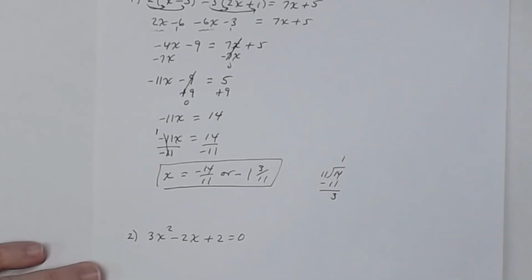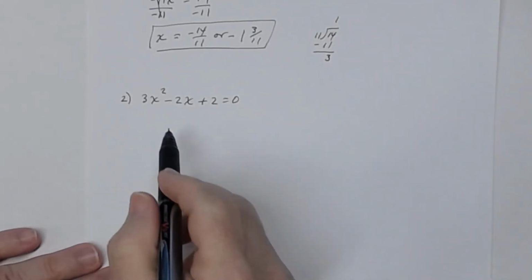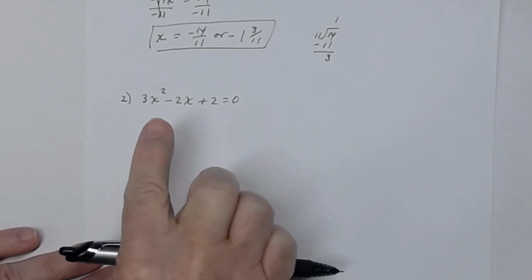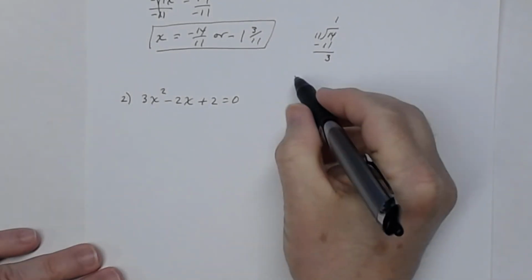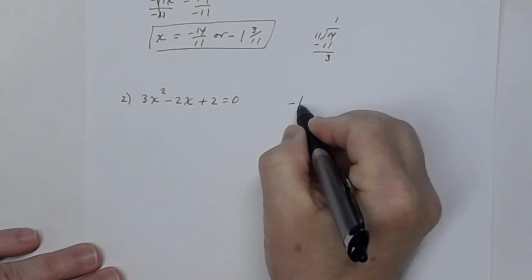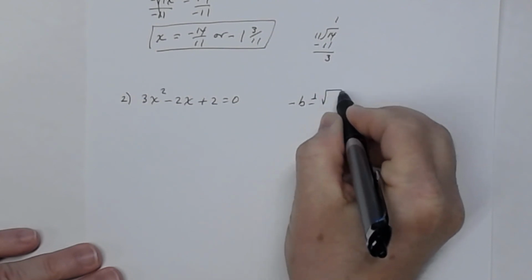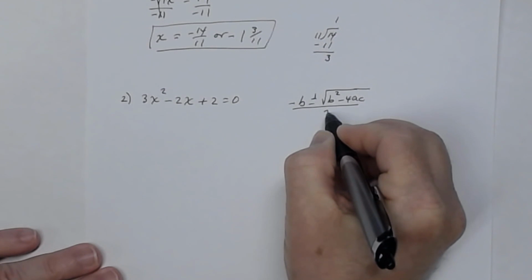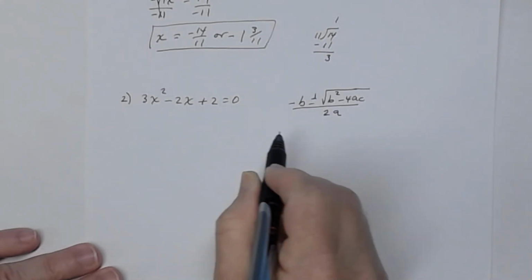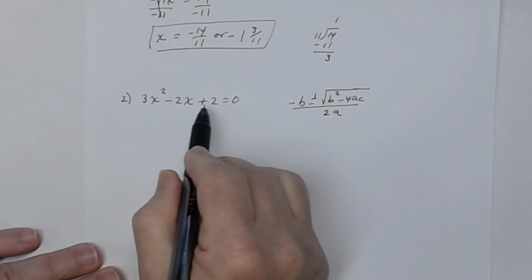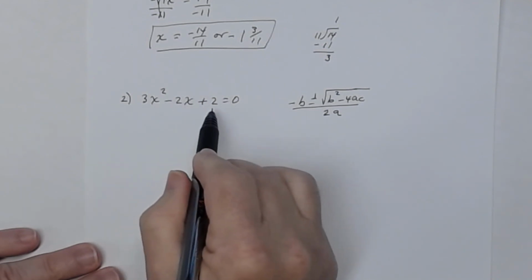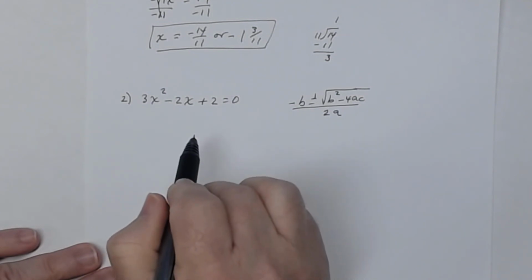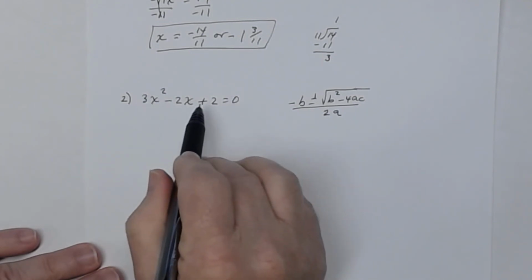Okay, number 2, this time you have a quadratic equation. Now this quadratic equation is not factorable, so you had to use the quadratic formula. And so remember, the quadratic formula is the opposite of b plus or minus the square root of b squared minus 4ac all divided by 2a. And notice that this quadratic equation is in standard form. You have 0 on the other side, so that's what you want. It is in descending order.